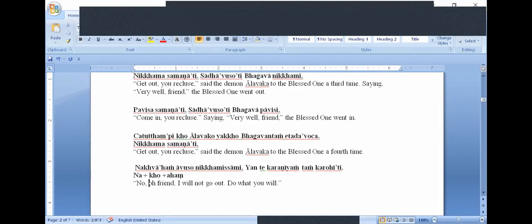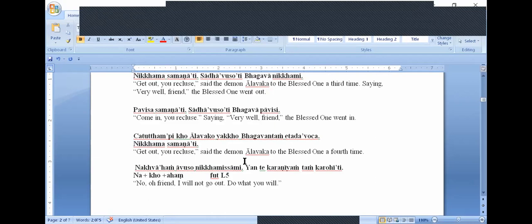No is na. Old friend. Friend is āvuso. Āvuso is friend. Okay. Nikkhamissāmi. Alright. So nikkhamissāmi is a future tense. So have you learned future tense? Future tense, I think lesson number 5, alright? So this is future tense number 5. Issāmi, alright? Issāmi. So I will not go out. So issāmi comes from just now, this nikkhama, this nikkhame, all these are the same.